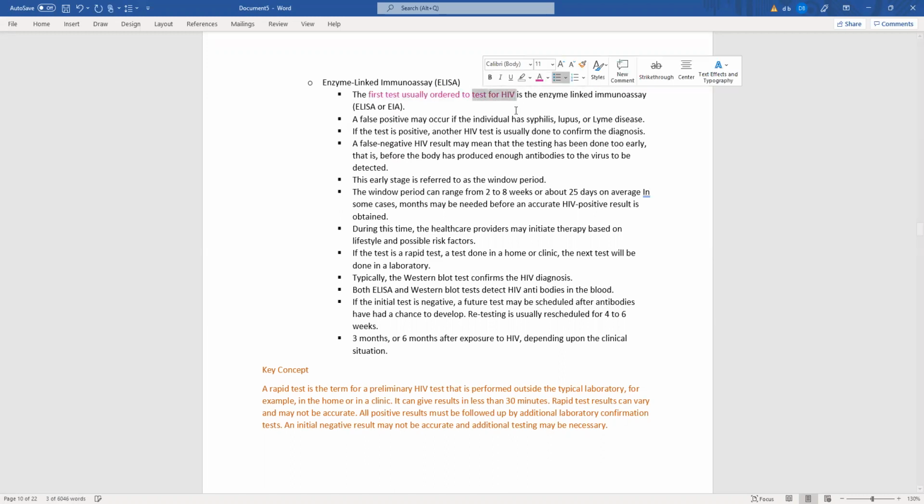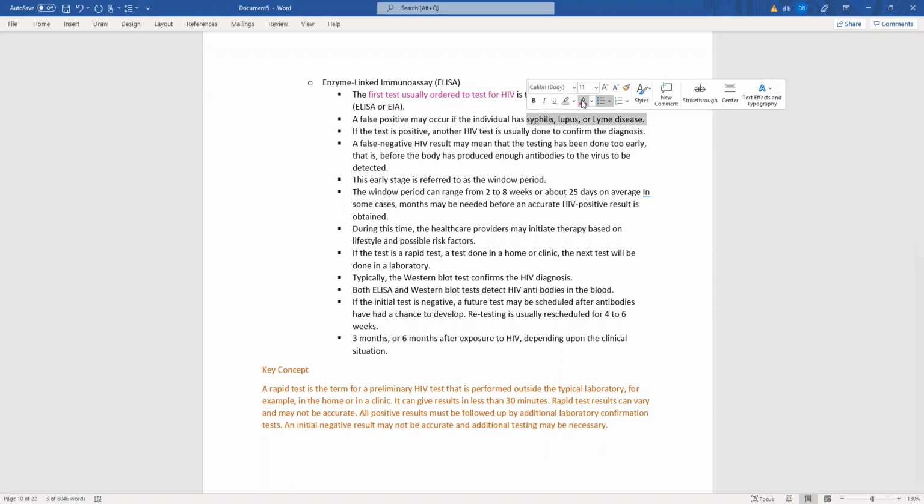A false positive may occur if the individual has syphilis, lupus, or Lyme disease. So if that person has syphilis, lupus, or Lyme disease, it's going to be a false positive. If the test is positive, another test is usually done to confirm the diagnosis.